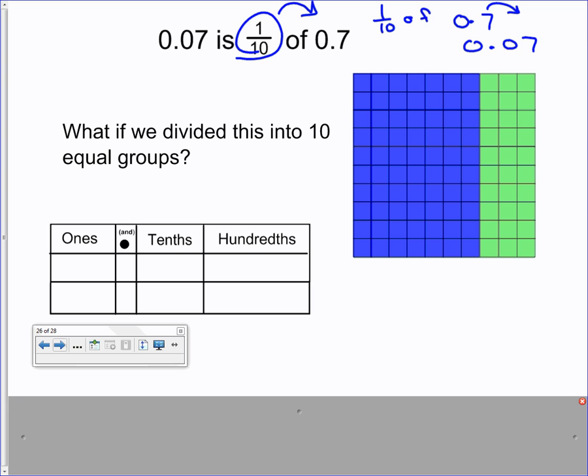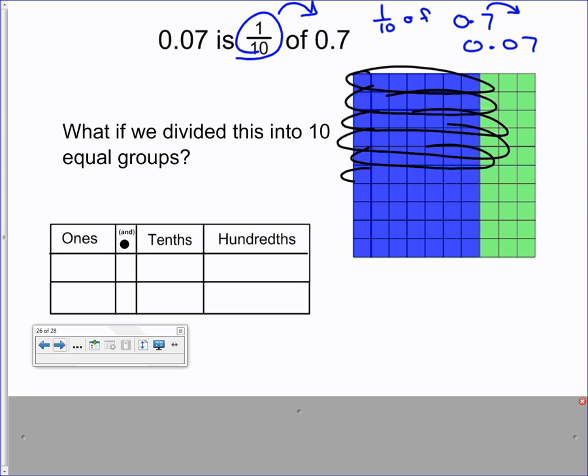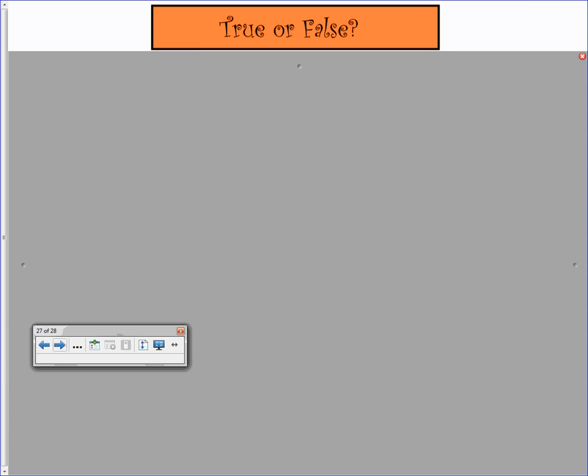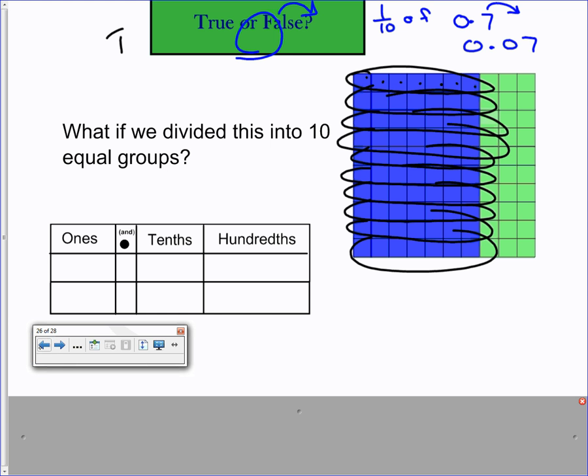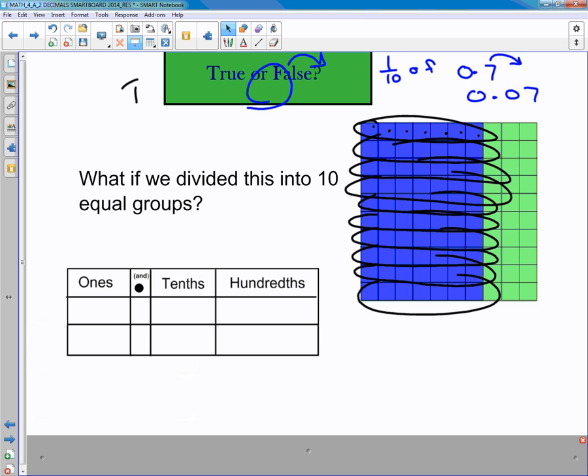So what if we divided this into 10 equal groups? Well, let's see. Could do that by going 1, 2, 3, 4, 5, 6, 7, 8, 9, 10. And so that gives me 1, 2, 3, 4, 5, 6, 7 in each group. So that is true. Alright guys, that should be about everything you need to cover on this. If you have any questions, please write it on your whisk and submit it to class.